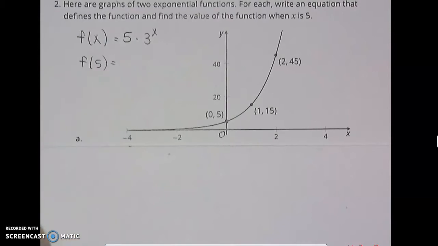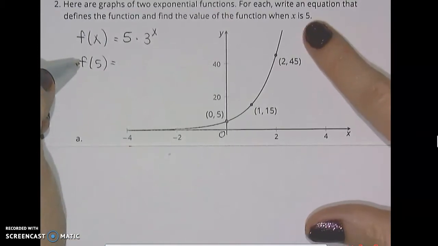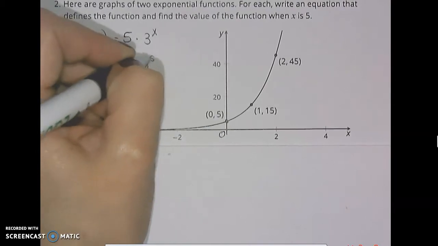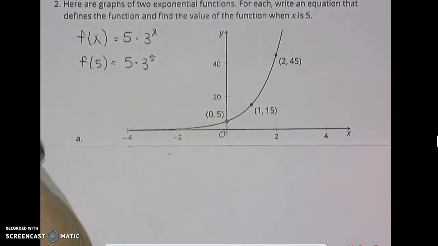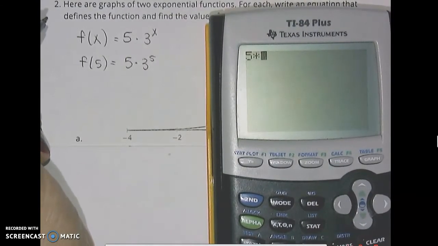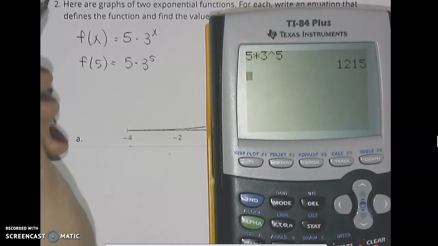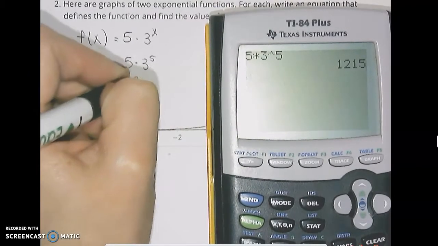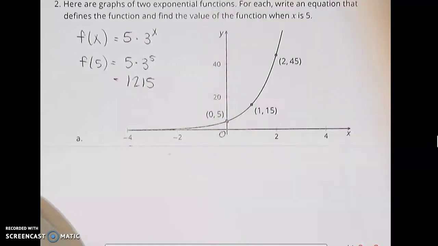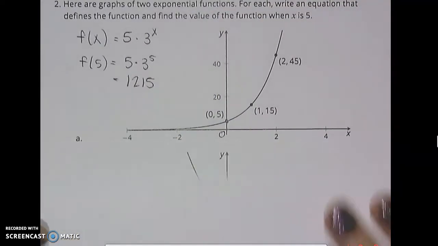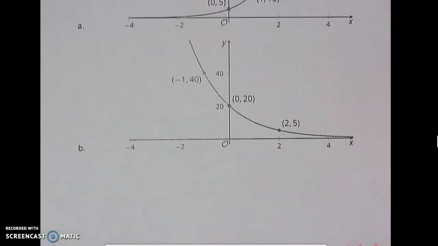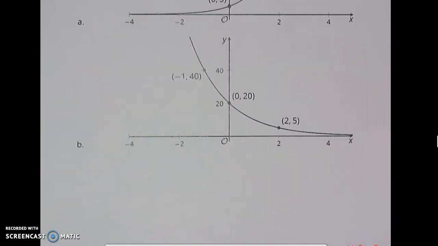That means that now we're going to find f of 5 because it told us to find that. So if we plug in this information, 5 times 3 to the 5th power would give us 1,215. So that's it for that graph. We're going to do the same thing for the second graph down here. Again, these are just applying all of our knowledge together.